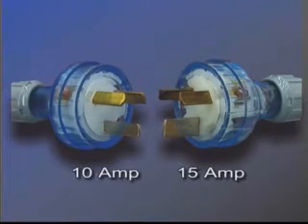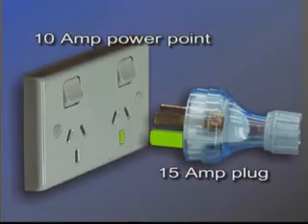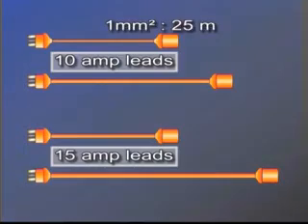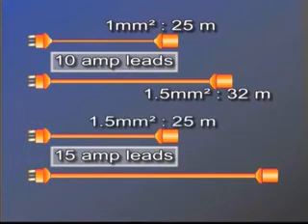A 10 amp lead with a conductor cross-section of 1 square millimetre has a maximum length of 25 metres. With the cross-section of the conductor increased to 1.5 square millimetres, the 10 amp lead can be lengthened to 32 metres. Using the same 1.5 square millimetre cross-section in a 15 amp lead restricts the length to 25 metres. However, by increasing the cross-section to 2.5 square millimetres, the length of the 15 amp lead can be extended to 40 metres.